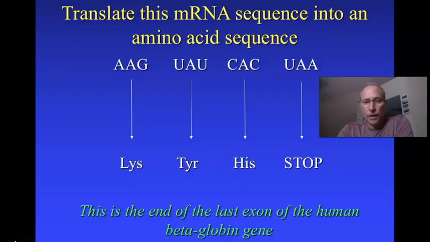All right, so what you're looking at here is the last portion, the very last 3 amino acids and the very last 4 codons of the 3rd exon of the beta-globin gene. This is how it stops. It goes lysine, tyrosine, histidine, and then it hits that stop codon, and that's where the protein stops being built.